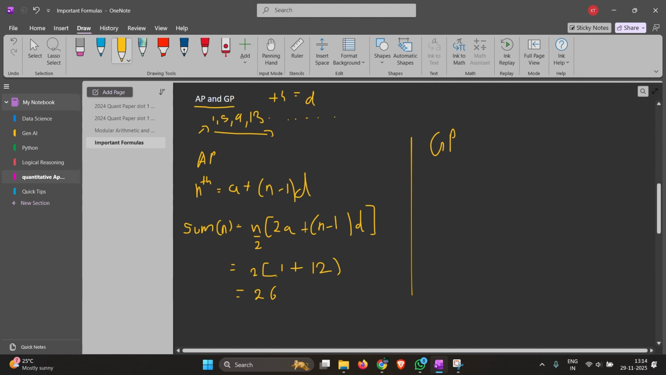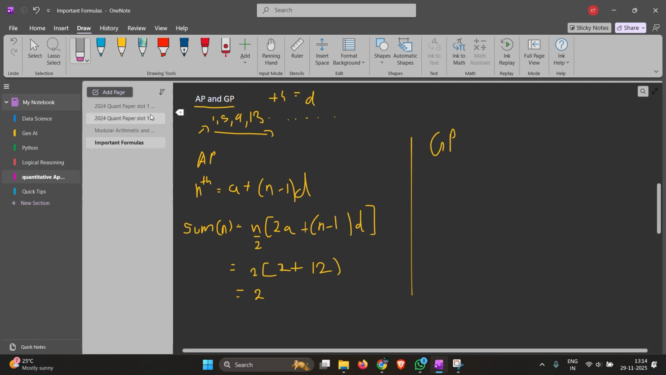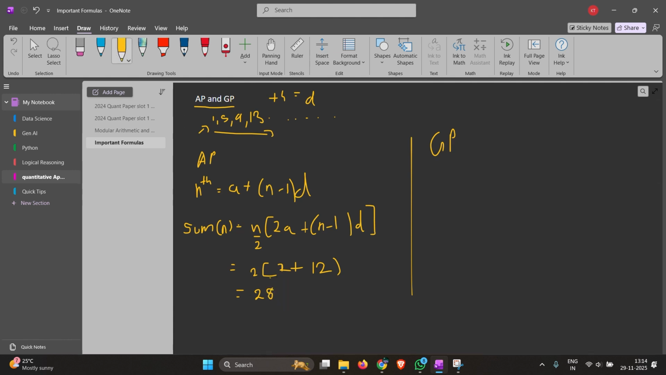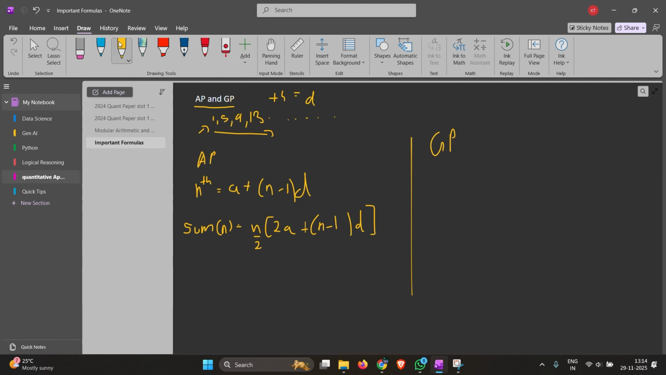Just a small correction. 2 times 1 would be 2, so this would be 14, and 14 times 2 would be 28. Let's just write it properly. So it's 28. And if you check this as well, you have 1 plus 5, 6, and this would add up to 22. And 22 plus 13 is... it matches up. So this is the formula for the sum of the first n terms of an arithmetic progression.